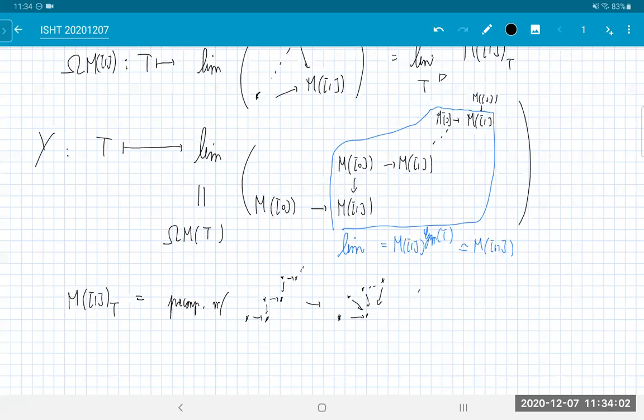And I claim this map is coinitial. So it induces an equivalence on limits. Well, okay, this map is coinitial, i.e. it induces an equivalence on limits. And that's just to apply one of the standard criteria for coinitiality. This follows from what's known as the equivalent theorem A, since everything is a poset, so you can just verify.